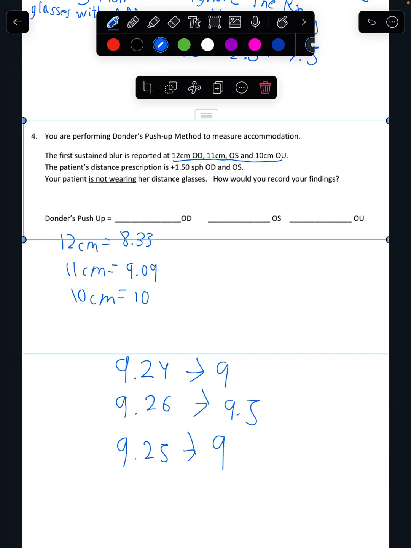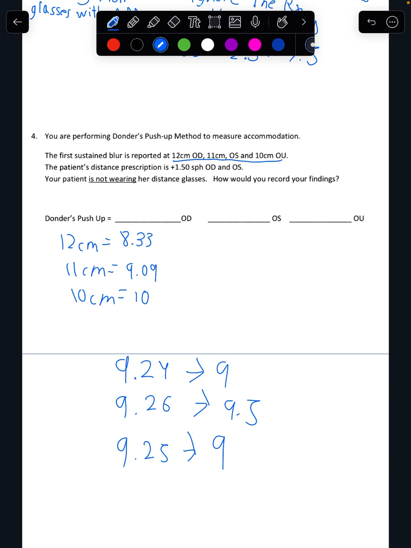And then we're going to just add their literal prescription to this. So we're going to add plus 150, and that equals 9.83. And then we're going to add plus 150 equals 10.59, and then plus 150 equals 11.5. So the OU amount is just 11.5. We'll leave it at that. This one, 10.59, will round to 10.5.